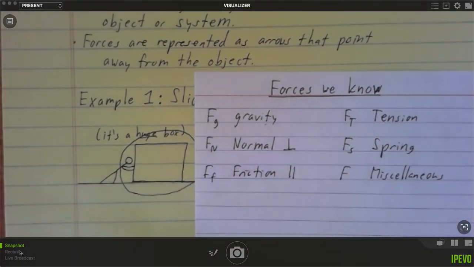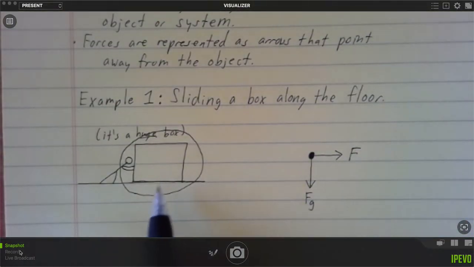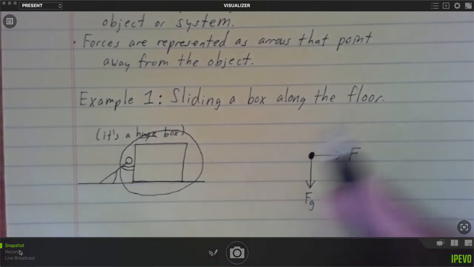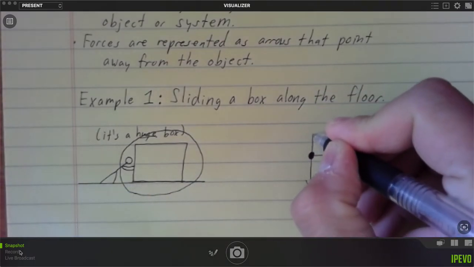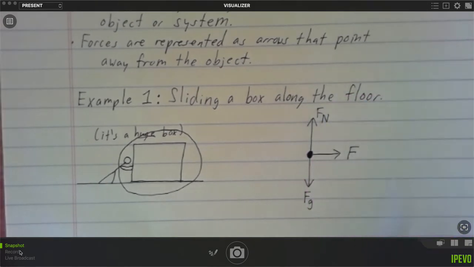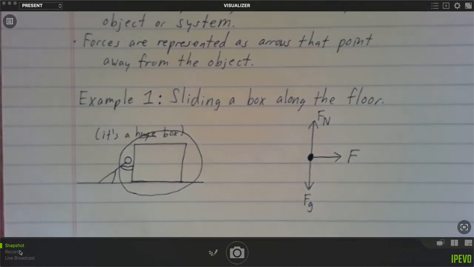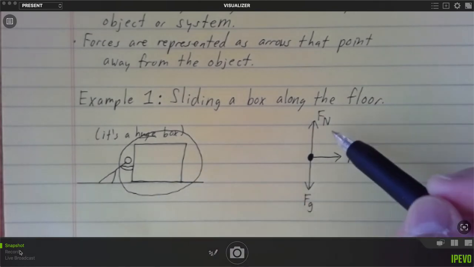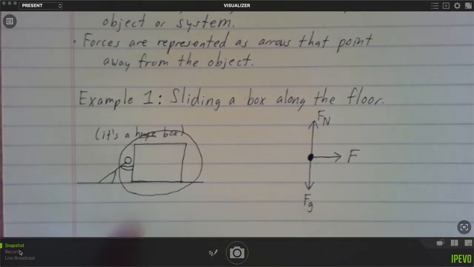So let's do the normal force first. Every time an object is up against another surface, there's a normal force. The surface is horizontal, which means the normal force has to be perfectly vertical. And so Fn is the label for that arrow. And so that's one of the forces. So anytime there's a surface perpendicular to that surface, there's going to be a normal force on that object.